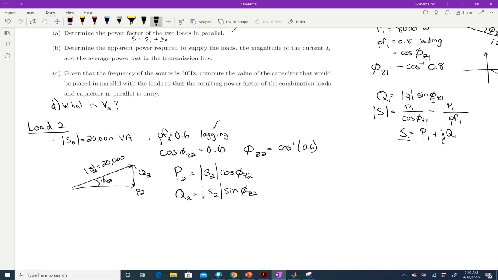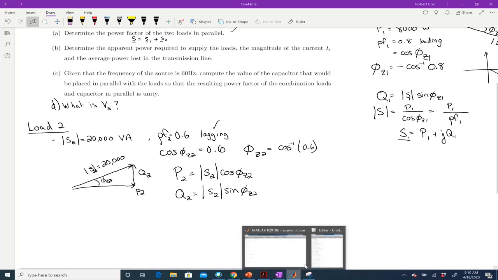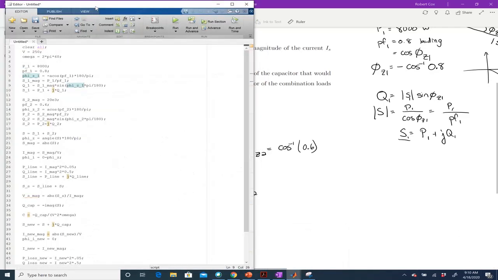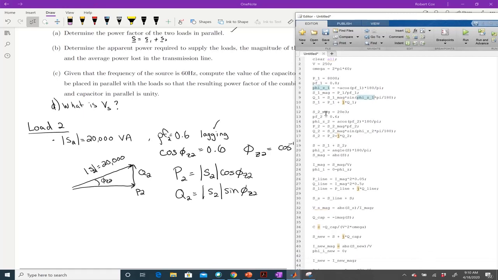Only if I know that the triangle is pointing downward do I have to worry about arbitrarily adding in that negative sign. So I can put those equations into MATLAB, and I did that here in lines 12 through 17. Here's the information I was given. I go through this process calculating phi z2, and then I run through my calculations for P2 and Q2 and combine them.